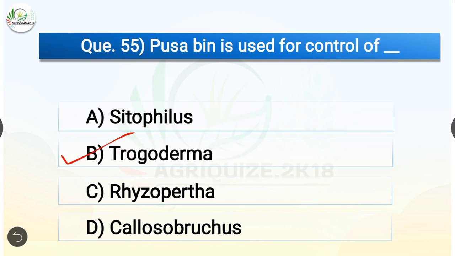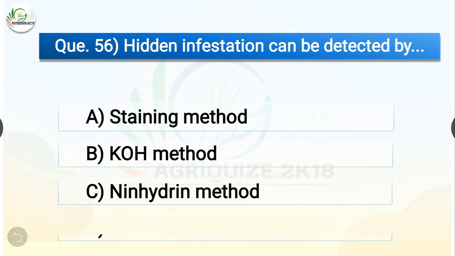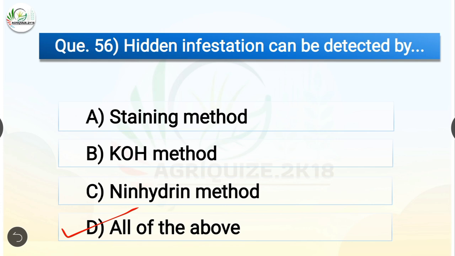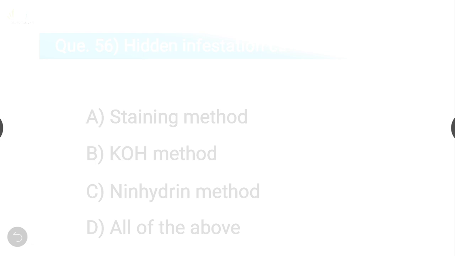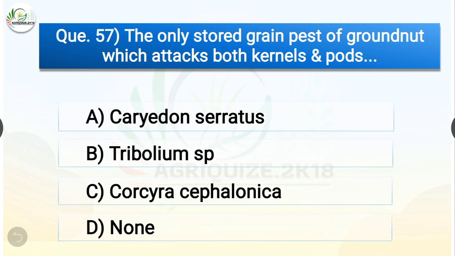Question number 56. Hidden infestation can be detected by dash. The options are staining method, KOH method, ninhydrin method, or all of the above. The correct answer is option D, all of the above. So hidden infestation can be detected by staining method or KOH method or ninhydrin method. Question number 57. The only stored grain pest of groundnut which attacks both kernels and pods is dash. The options are Caryedon serratus, Tribolium species, Corcyra cephalonica, or none of the above. The correct answer is option A, Caryedon serratus. So the only stored grain pest of groundnut which attacks both kernel and pods is Caryedon serratus, which is known generally as the groundnut bruchid or groundnut borer.